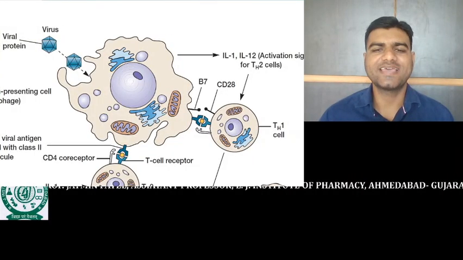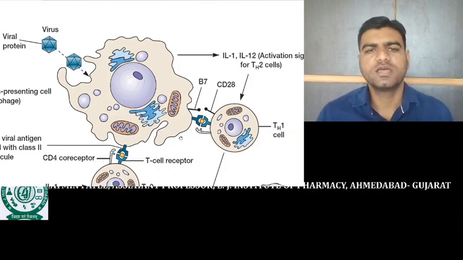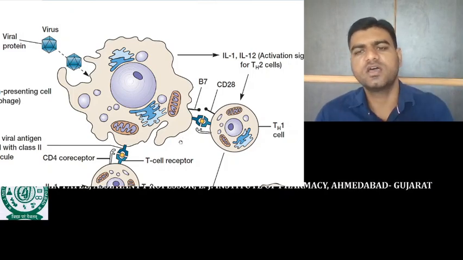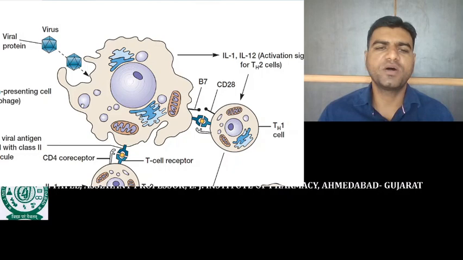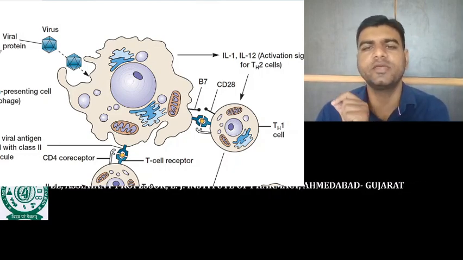Now we will understand both the immunities one by one. So first one is cellular immunity. Now here this is the picture of both the immunities, cellular and humoral. We will discuss both one by one. So first our target is to understand the cellular immunity, that is the cell-mediated immunity.